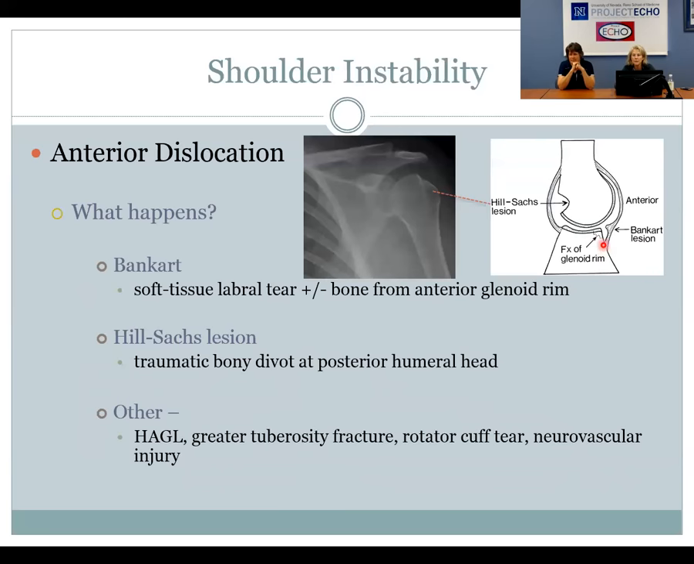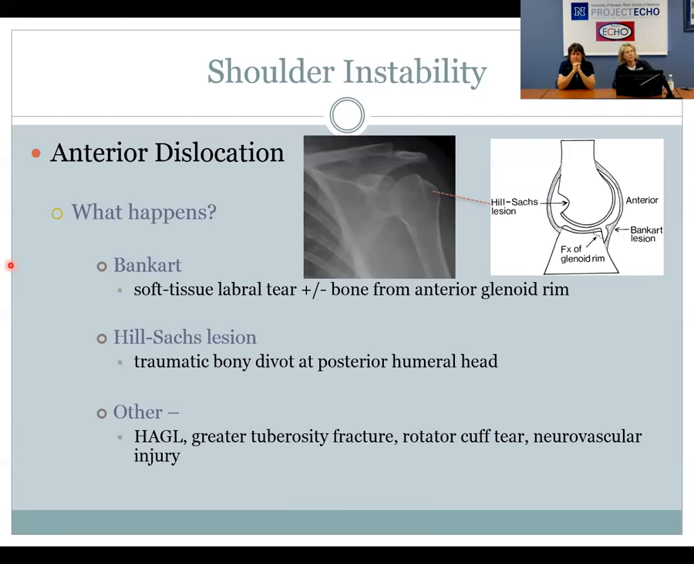When the ball, or the humeral head, dislocates anteriorly, sometimes the back of the humeral head can get stuck on the front of the glenoid rim, creating what's called a Hill-Sachs lesion in the back of the humeral head. So this is your typical injury pattern, and what happens in the majority of cases in young athletes who have a shoulder dislocation. Again: humeral head, Hill-Sachs lesion, anterior labral tear.